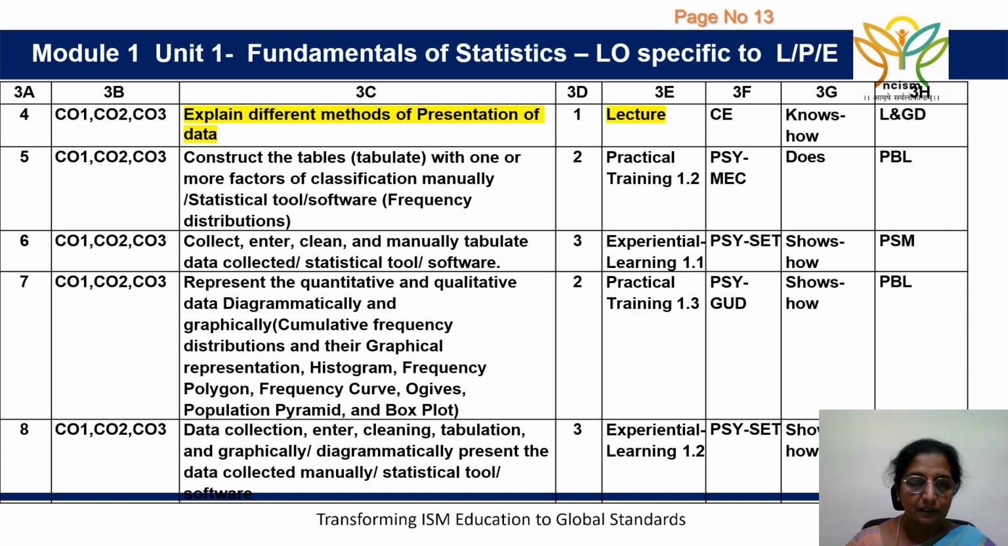When you look at the running serial number 8, the course learning objectives are 1, 2 and 3. At the end of this session, the student must be able to collect data, enter, clean, tabulate and diagrammatically represent the data collected, either manually or through any statistical software. Three notional learning hours have been assigned for this session, and it would be experiential learning, and the domain would be psychomotor set. The level of understanding would be shows how, and it is problem based learning.